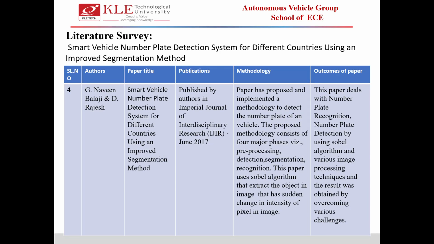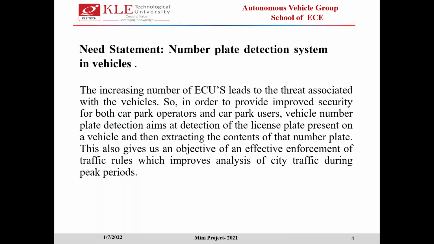The next title of the paper is Smart Vehicle Number Plate Detection System for Different Countries Using an Improved Segmentation Technology. So this paper basically used an algorithm called the Sobel algorithm that extracts the objects in the image that have sudden change of intensity of the pixels in the images. So these papers did face a few challenges, but they did overcome these challenges and detected the number plate and also recognized it.